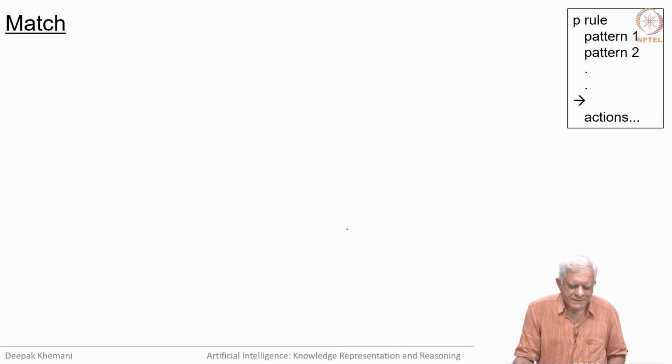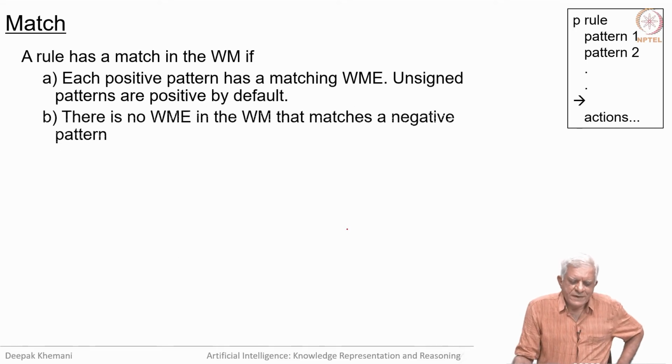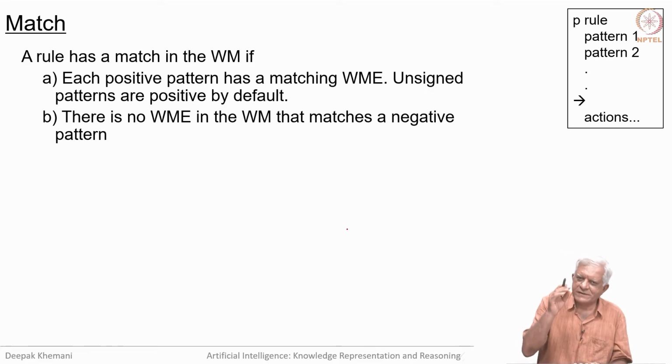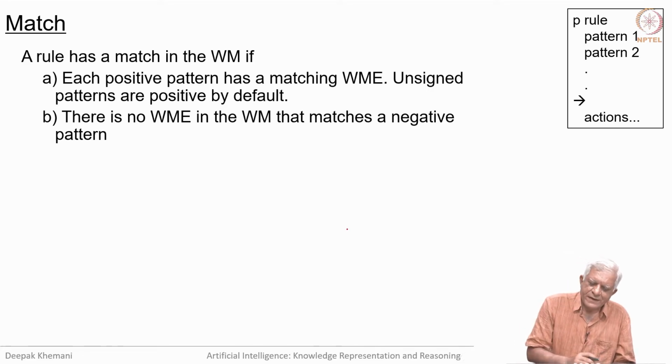So, let us look at the match again. A rule has a match in the working memory if each positive pattern has a matching working memory element. So, we have a rule, it has pattern 1, pattern 2, pattern 3, and each positive pattern must match some working memory element.